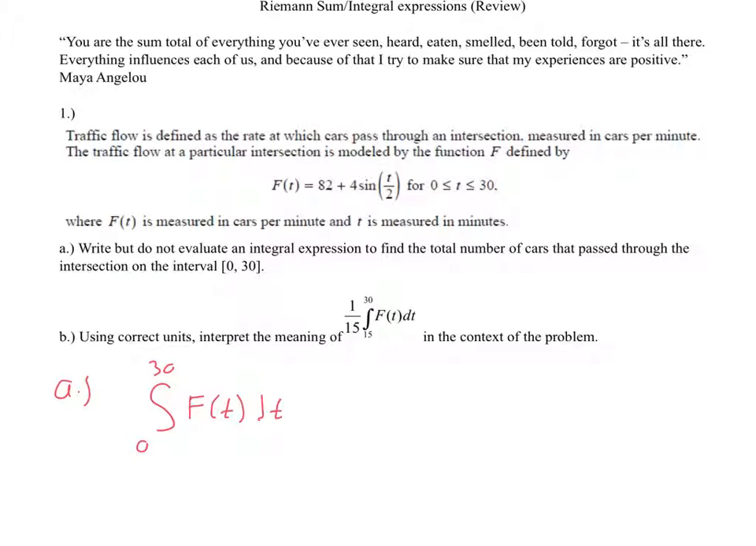You know, we could have said 0 to 30, 82 plus 4 sine of t over 2 dt, but that is just f. So we can say f of t dt, and then the reader can look and say, oh, what's f? F is that. So either one of those is fine.